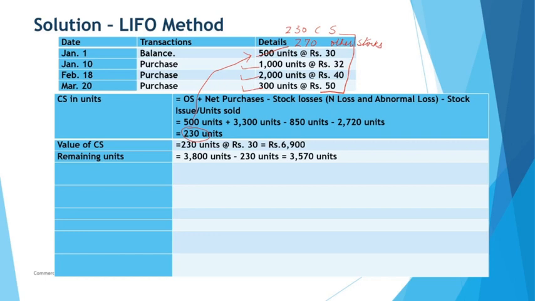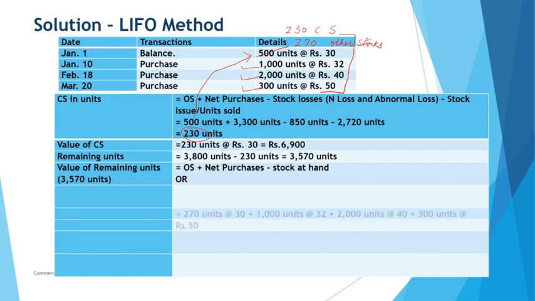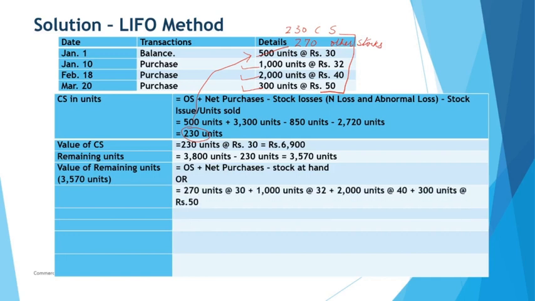So let us first calculate cost of the remaining units. Now cost of the remaining units will be 270 units at the price of 30, 1000 units at the price of 32, 2000 at the price of 40, and 300 units at the price of 50. That is the other units which are not traceable in the stores. So value of these remaining units will be either, as I have explained, we will be calculating it, or we can take opening stock plus purchases minus stock that we have determined. Right? So any of the two methods can be applied.